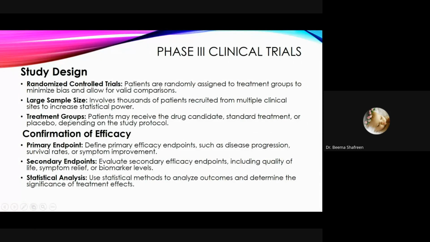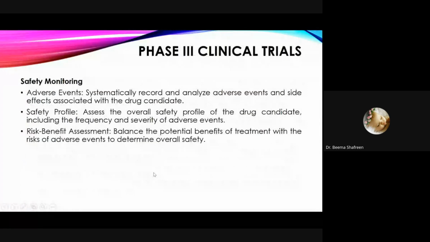This will be tested. And finally, the confirmation of efficacy has a primary endpoint and secondary endpoint. In the primary endpoint, the disease progression, survival rate, and symptom improvement will be studied. The secondary endpoint will include the quality of life, symptom relief from that particular disease, and the biomarker levels. Finally, a statistical analysis will be performed, and this data is very useful for phase 4.